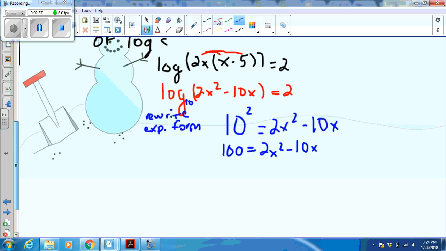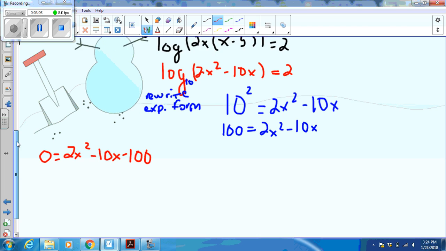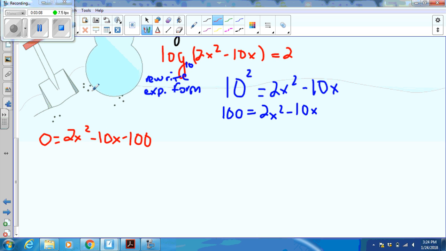In order to do that, we have to make sure our equation is set equal to 0. We always want to make sure that our x squared is positive because it makes it easier for both the quadratic formula and factoring. So we're going to move the 100 over. We have 2x squared minus 10x minus 100 set equal to 0. You could try the quadratic formula, but we can factor this. All of these have a 2 in common, so I'm going to divide both sides by 2 to simplify.